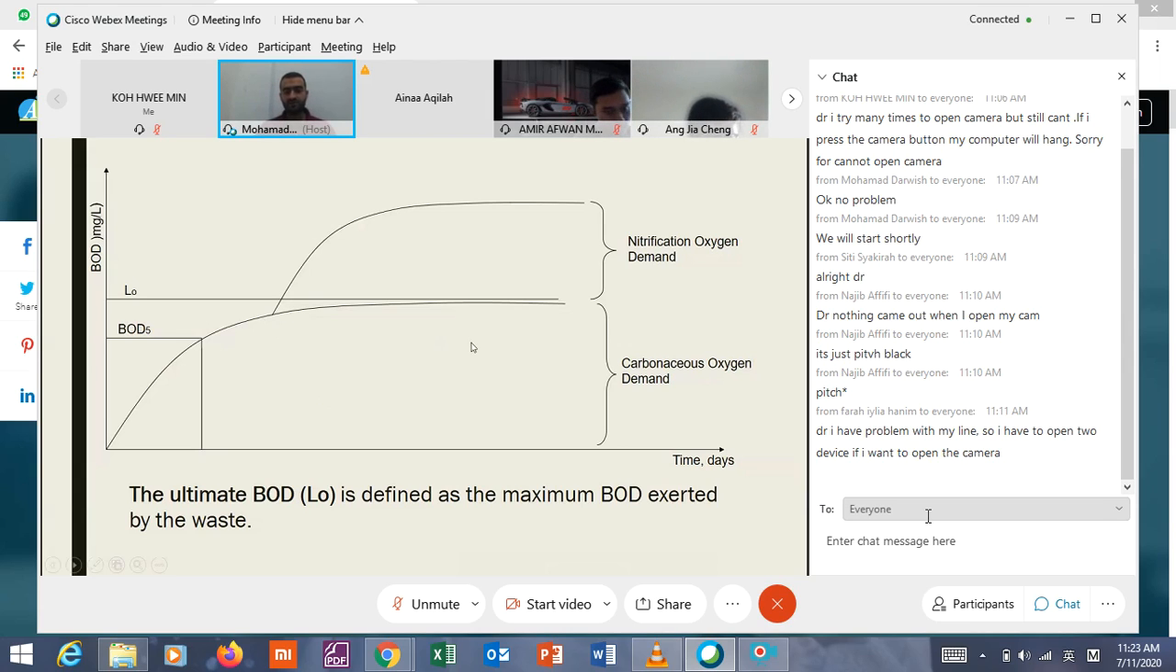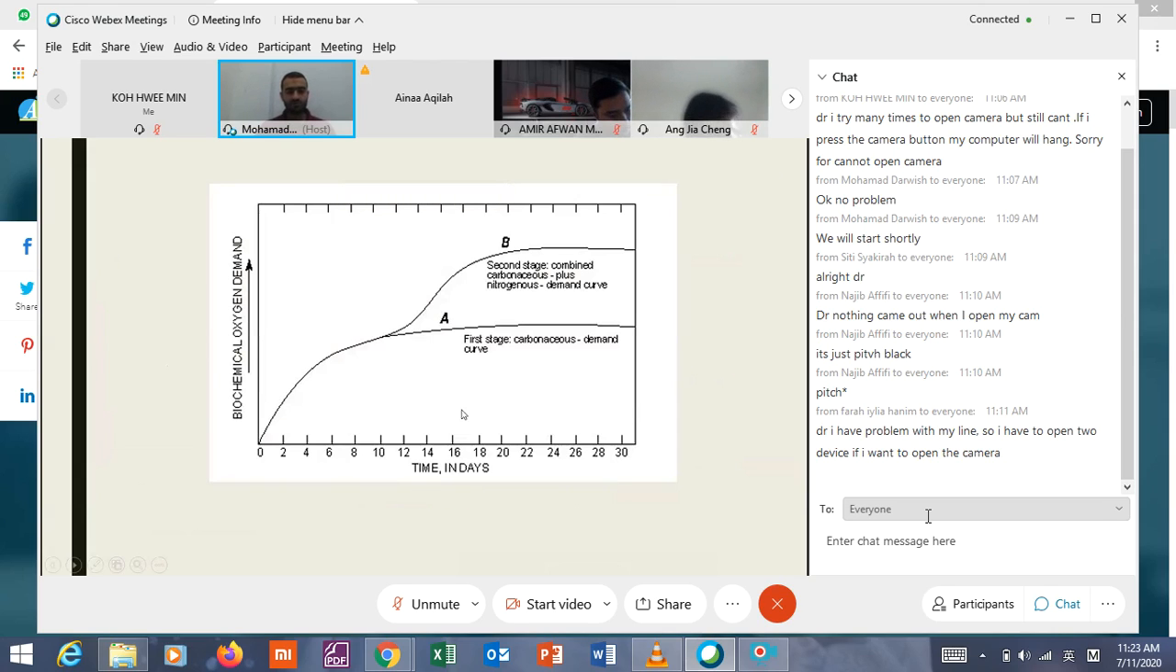Alright. If you have any question, just raise it in the chat so that we will continue. So this curve, another shape of the curve, shows the carbonaceous oxygen demand in phase A, and phase B, or curve B, is the second stage of carbonaceous oxygen demand.